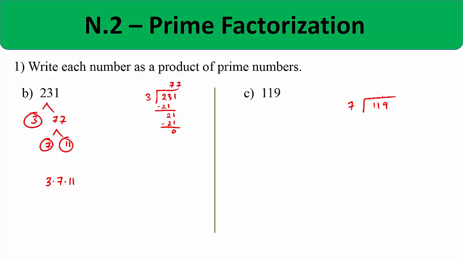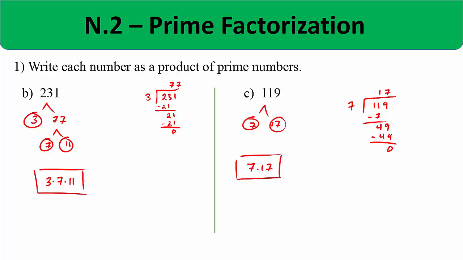7 goes into 11 one time, and if we subtract that, we end up getting 4. Bring down the 9, and 7 does go into 49 evenly 7 times. So we do have a remainder of 0. So that means that 7 times 17 equals 119, and those are both prime numbers. So our final answer here is 7 times 17. Now I wanted to put this example just to show you that sometimes the prime numbers are not the small, commonly used prime numbers that we see. So you may need to just trial and error some other ones.